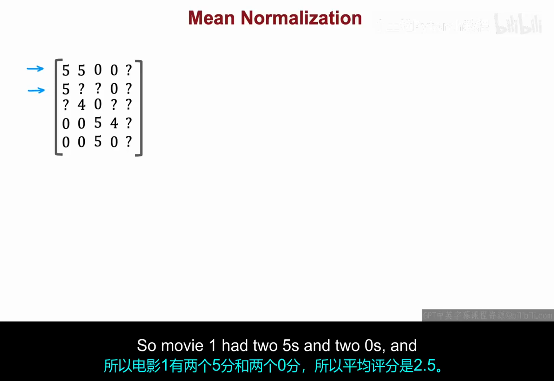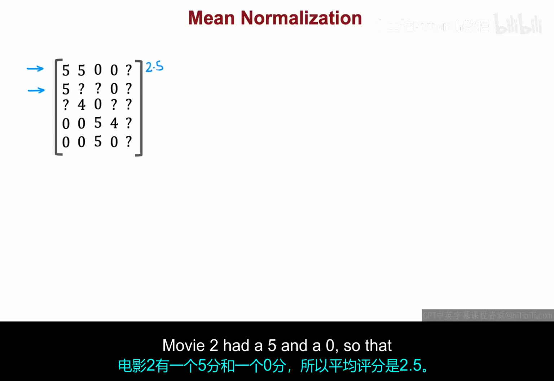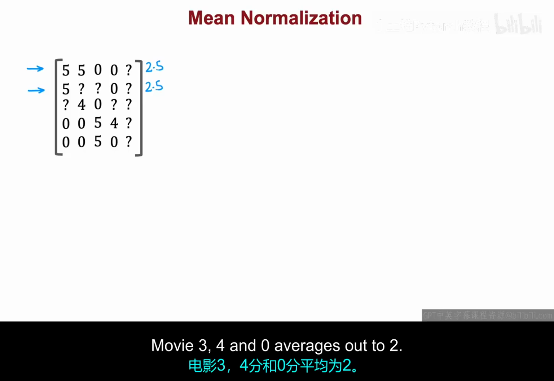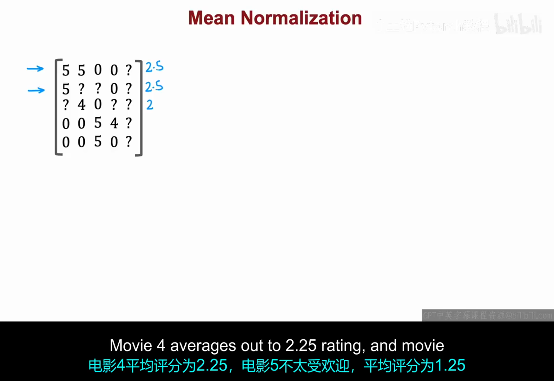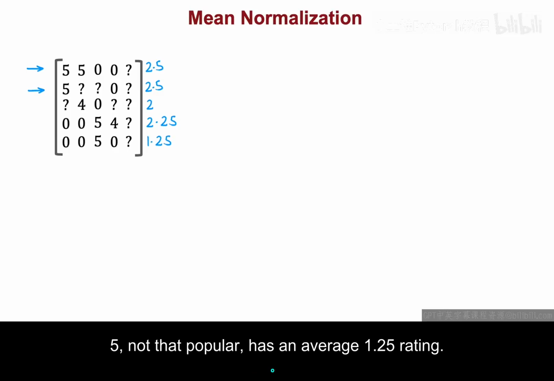So movie 1 had 2 5s and 2 0s, and so the average rating is 2.5. Movie 2 had a 5 and a 0, so that averages out to 2.5. Movie 3, 4 and 0 averages out to 2. Movie 4 averages out to 2.25 rating, and movie 5, not that popular, has an average 1.25 rating.